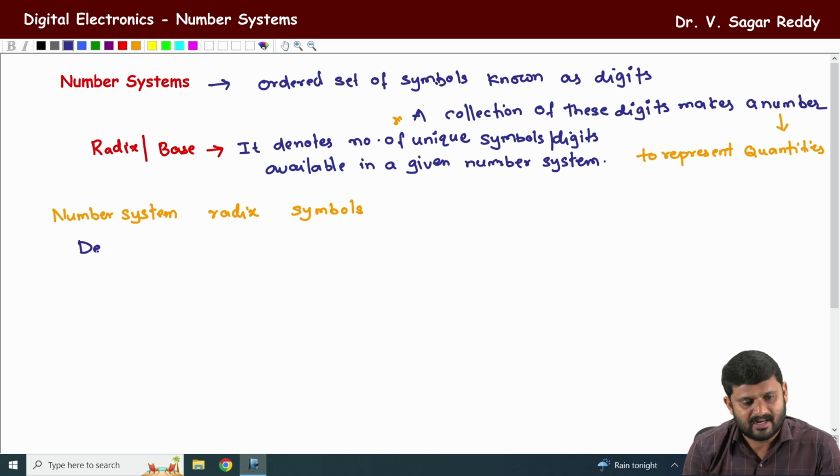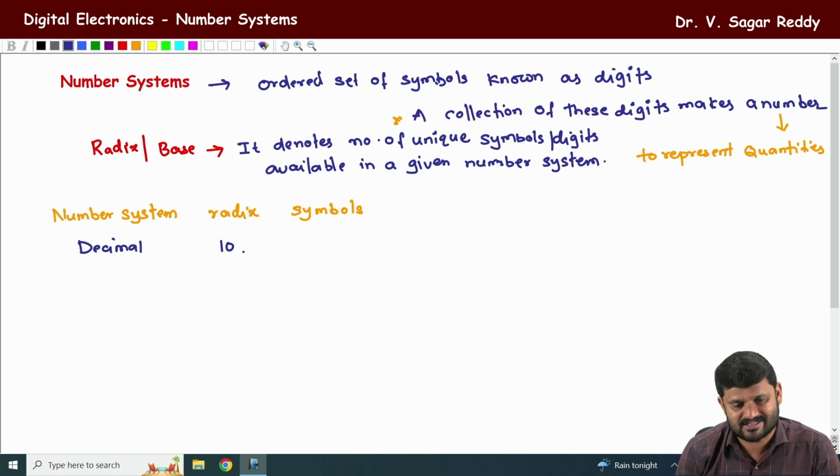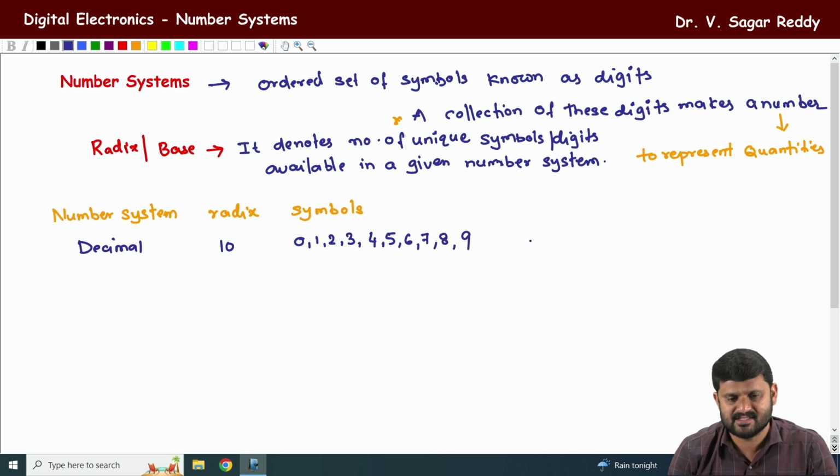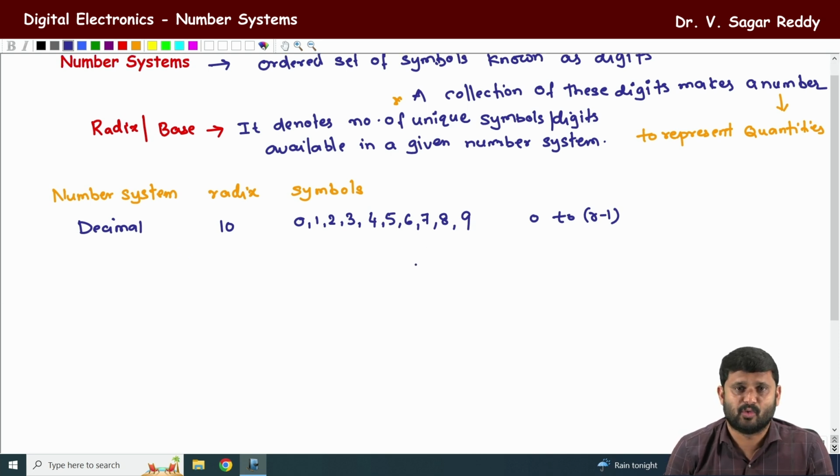So now decimal. What is the radix here? 10. What does radix indicate here? The number of unique symbols in the number system. If the radix is 10, the unique symbols are 0, 1, 2, 3, 4, 5, 6, 7, 8, 9. So what is the range here? We can say 0 to r minus 1. Clear? If the radix is 10, the symbols in this number system are less than that radix only.